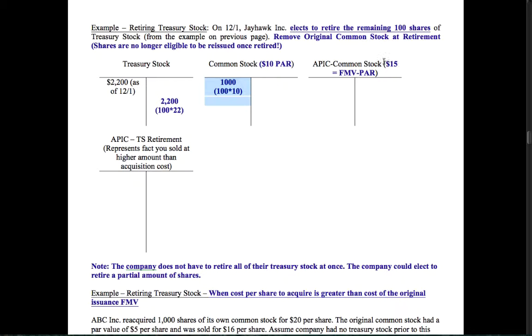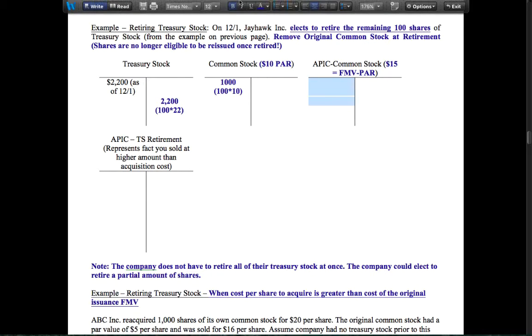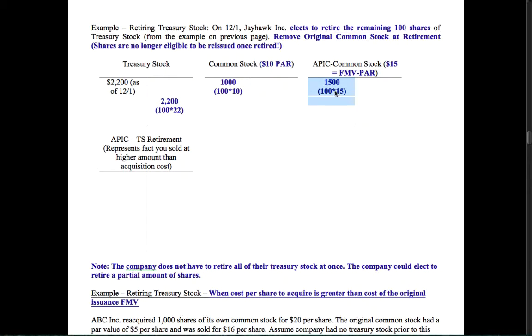We also know that we had additional paid-in capital when we sold these shares, because we sold them for $25 when the par was only 10. Therefore, we need to remove the additional paid-in capital associated with those 100 shares we are retiring, decreasing additional paid-in capital by $1,500. As you can see, our entries do not balance at the moment.